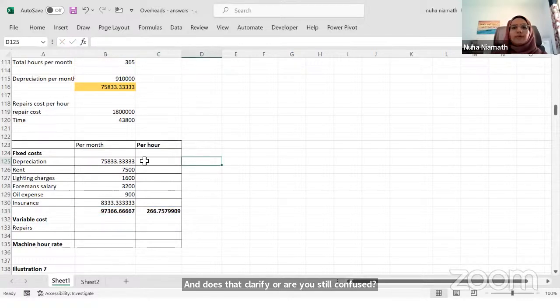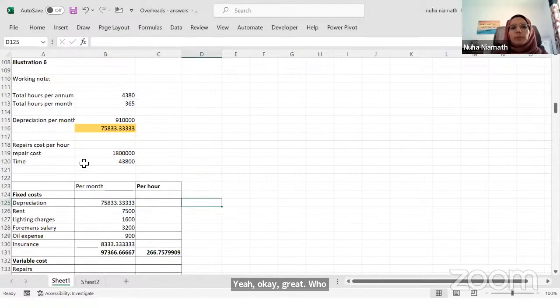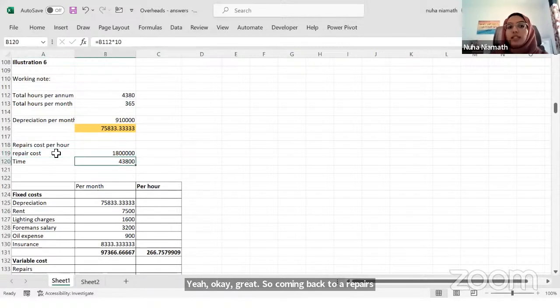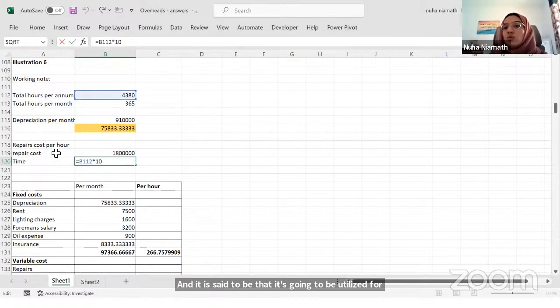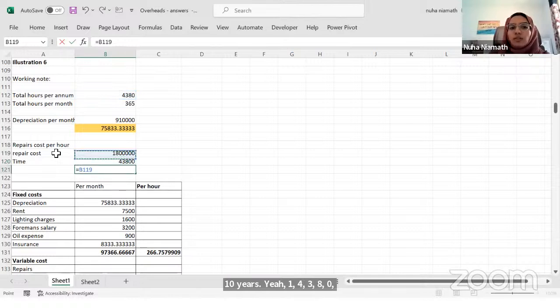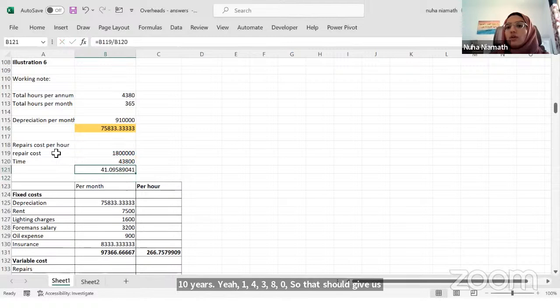Yeah, okay, great. So coming back to our repairs cost. The repair cost is given to be 8 lakh, and it is said that the machine is going to be utilized for 10 years. We are going to do 4380 into 10 years. That should give us a repair cost of 41 rupees per hour.